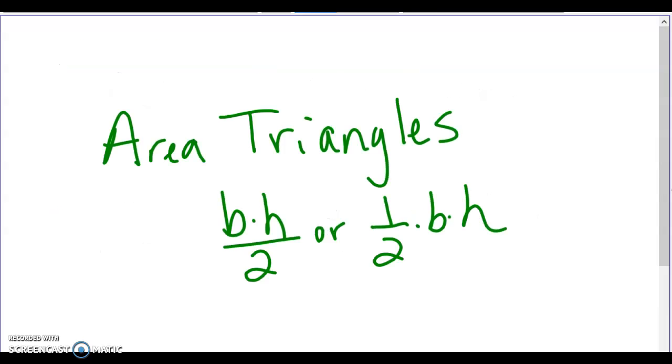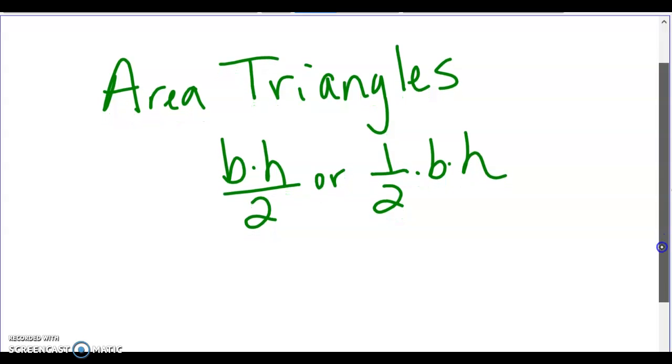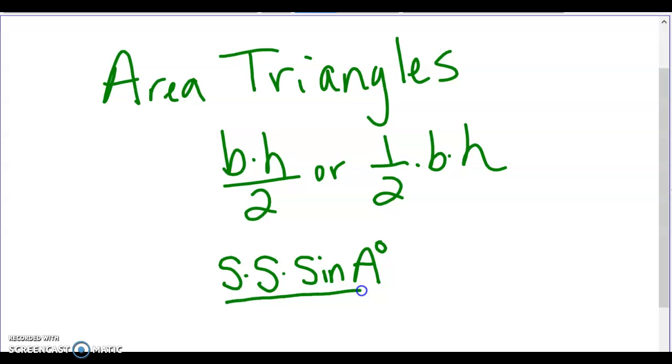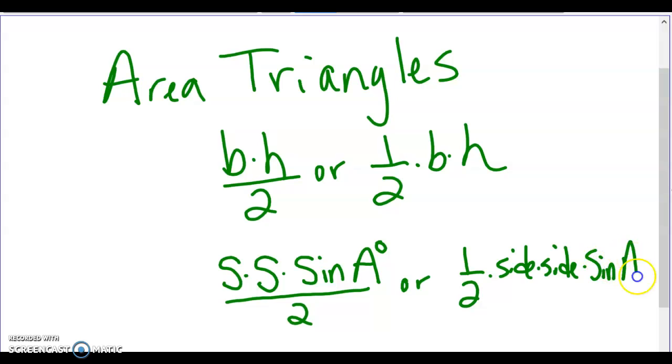So how am I going to find the base and the height when I don't have a 90-degree angle? Well, there's another formula, and I don't think you guys have ever learned this before. I always like to do divide by 2 instead of 1/2. It's side, and I'm just using S's for that, times side, times the sine of the angle between the two sides, and then divided by 2. Or 1/2 times side times side times the sine of the angle between the two sides. You can use either formula.